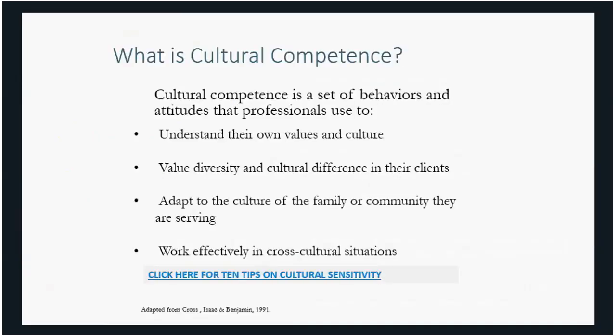So again, just reaffirming what we've learned in terms of what is cultural competence. It's a set of behaviors and attitudes that professionals use to understand our own values and culture, to value diversity and cultural differences, and to adapt to the culture of the family or the communities that we are working with and serving. It also is about effectively working in cross-cultural situations. And there's a link there that will allow you to click on additional tips for how to address or de-bias yourselves and enhance your overall cultural responsiveness.